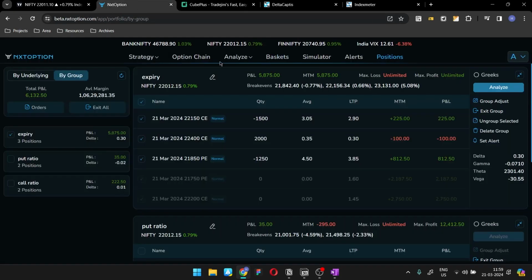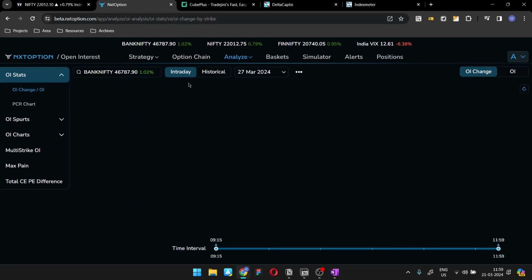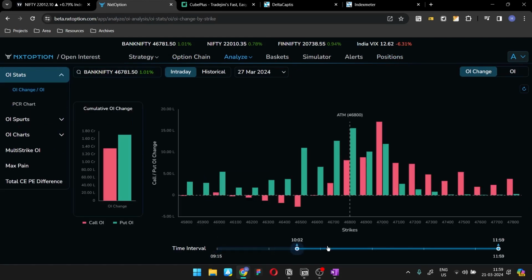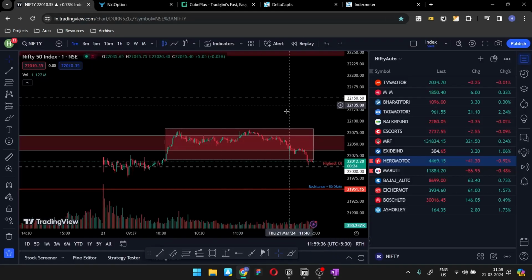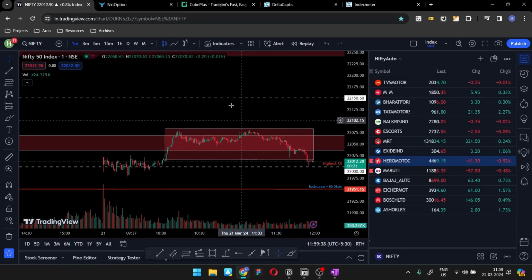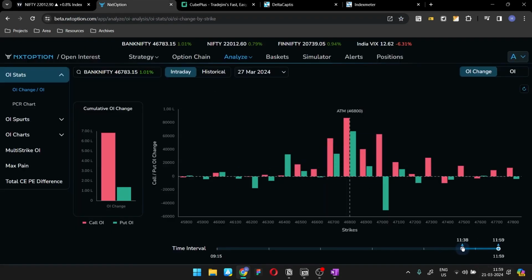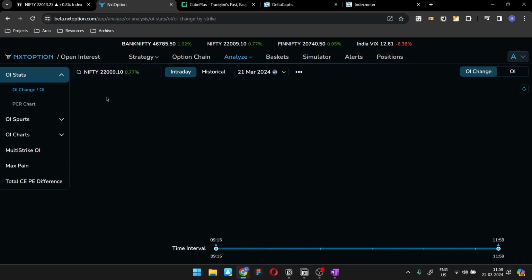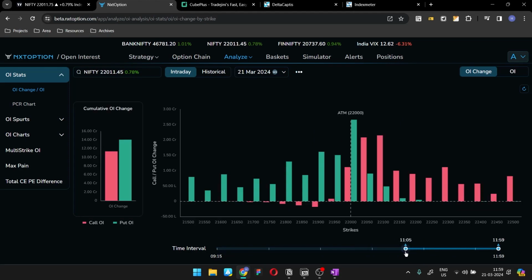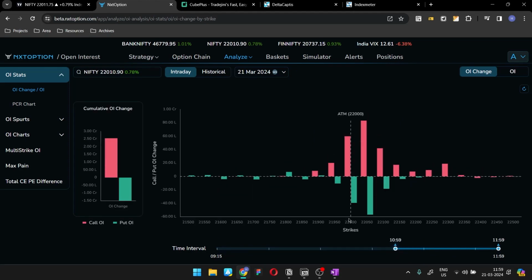Usually in these cases, what would be nice to see is the open interest and change in open interest. How aggressively puts are being removed, how aggressively calls are being removed is very important in this fall. This fall started around 11. So I want to see from 11 what type of call addition and put removal has happened. One second, I'll put in Nifty. Actually, a good amount of puts have been removed.